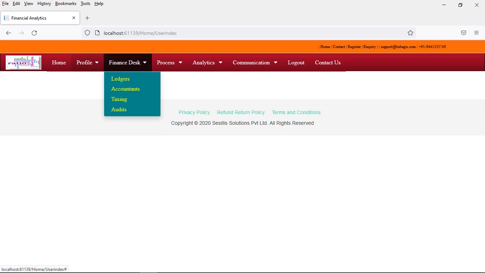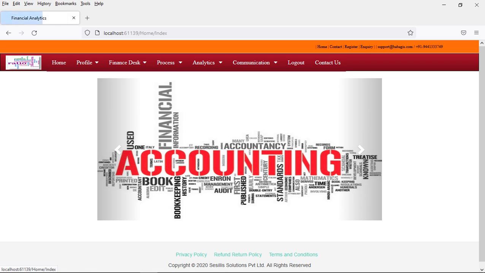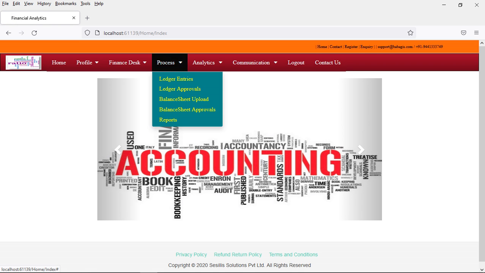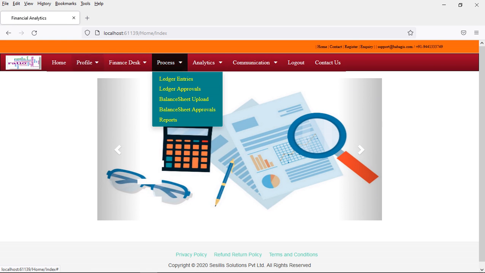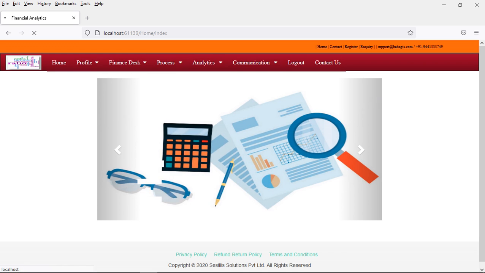Yeah, this is the post login. It has got, again, the menu has been changed here, right? So these are specific to that client actually. So the more important options here are the ones you will be seeing: process, analytics, communication, finance desk, profile and all. So go to the process and see the balance sheet upload.